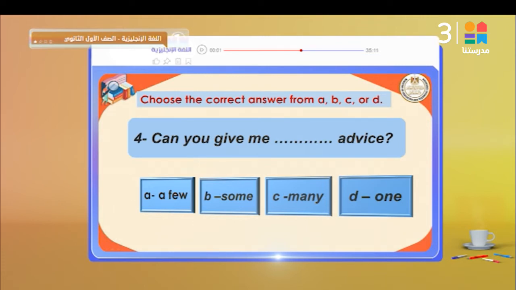So what can we use in front of advice? Can you give me a few advice, some advice, many advice, or one advice? Of course, we can't use one because it's uncountable. We can't count it. We can't use many or a few because these words are used with countable. So the answer is some. Can you give me some advice? And of course, we said before, even if we have any in these options, we can't use it here. Can you give me any advice? No, it's not the right answer. Can you give me some advice? Because this is a request. So in a request or in an offer, we use the word some.